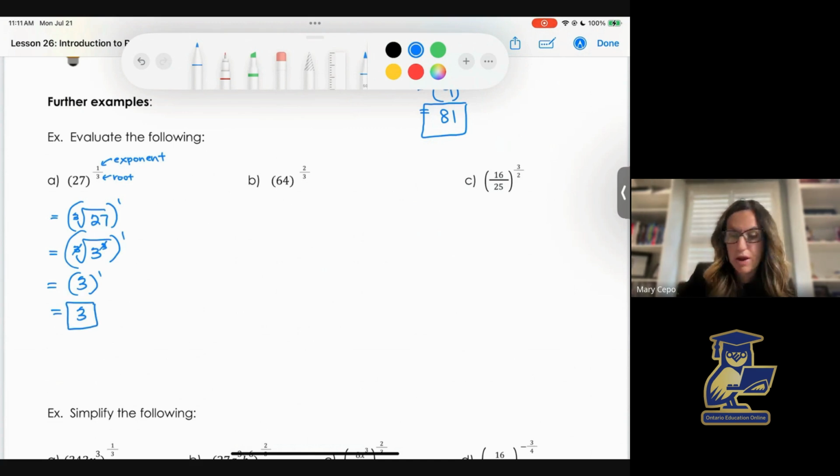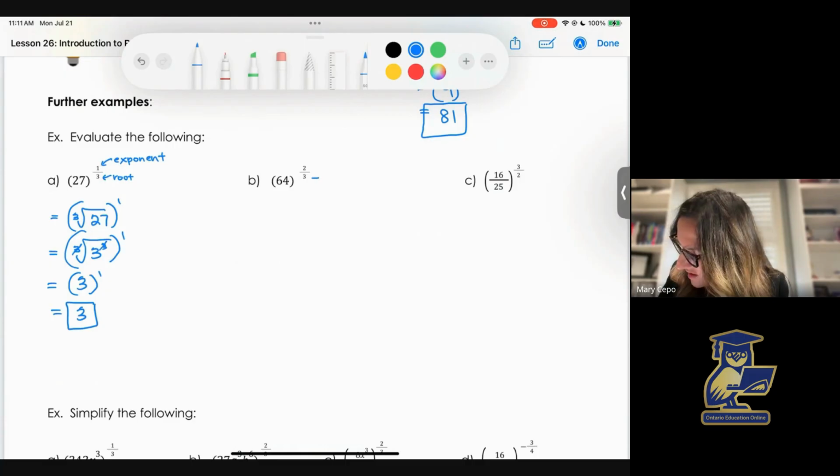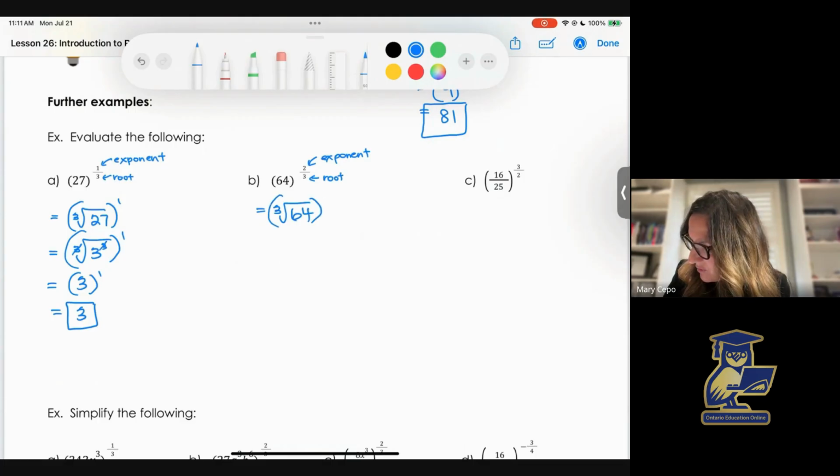I'm just getting into that practice. So we know 3 is my root, 2 is my exponent. So we're going to say the third root of 64, all to the power of 2. Okay, so what multiplied by itself 3 times gives you 64? We know that's going to be 4. Okay, so those cancel out, and we're left with 4 to the power of 2, which is 16.